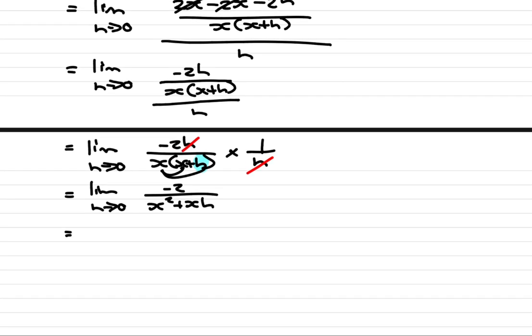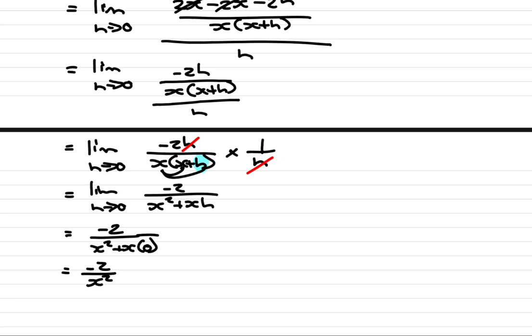Now from here it's quite easy. We're going to remove the limit now because we're going to sub h with a 0. Now there is a 0 at the bottom, but that's not going to make my fraction undefined because it's 2 terms at the bottom. So we're going to remove the limit, and we're just going to make sure that we sub 0 in the position of h. So I've got minus 2 over x squared, which is perfect, and that is the right answer.